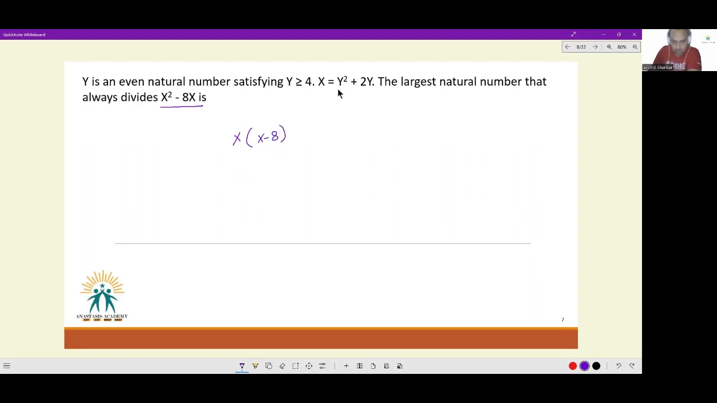Cool. Now we also know x can be broken down this way. Now because we know y is an even natural number satisfying that y is greater than or equal to 4, I don't really care for y is greater than or equal to 4. It's not like as soon as y crosses the threshold of 4, it somehow achieves magical properties. I'm simply saying y is as good as 2k, where k is a natural number. y is an even natural number, k is a natural number.